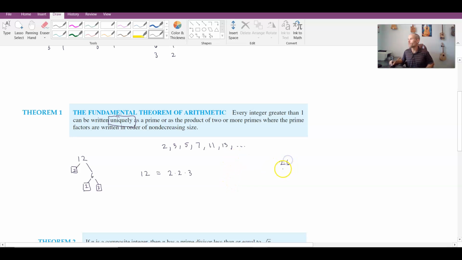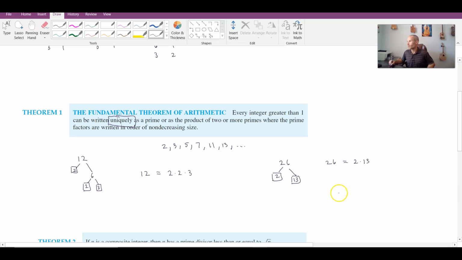26, for example, can be written as follows. First of all, I'll try to divide by 2, which I can. That gives me a prime factor of 2 and 13. Now, 13 I can't divide by 2, so I move to the next prime number. 13 isn't divisible by 3, and it's not divisible by 5 or 7 or 11. In fact, 13 itself is prime, so 26 can be expressed uniquely as the product of two primes, 2 and 13.